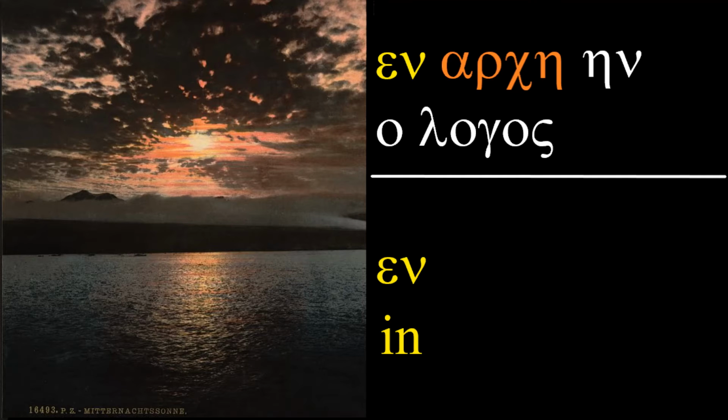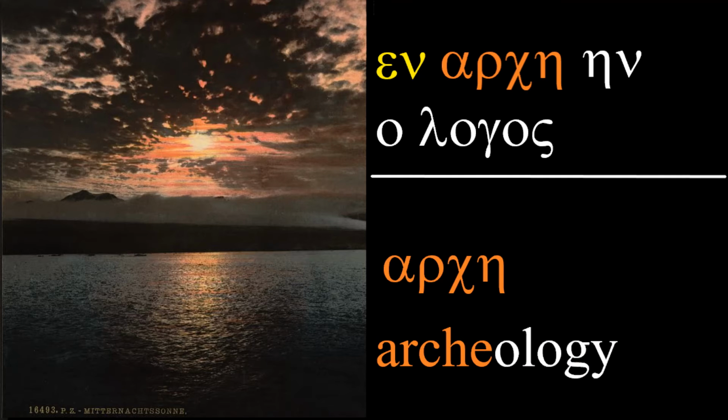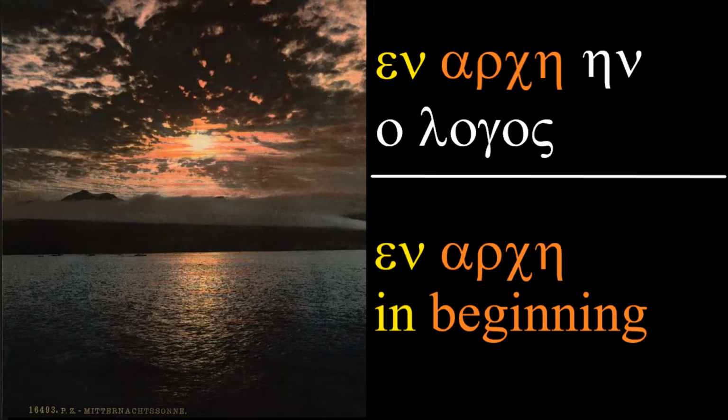The second word is archi. And you might think we don't have anything in English that looks or sounds like archi. Actually, we do. Archi means beginning in Greek, and in English we have the words archaeology, which is the study of the beginning, and archaic, which means, well, the beginning. So archi, just think archaic. Now we have our first phrase, en archi, or in the beginning. En archi, in the archaic, you can almost think. En archi is in the beginning.